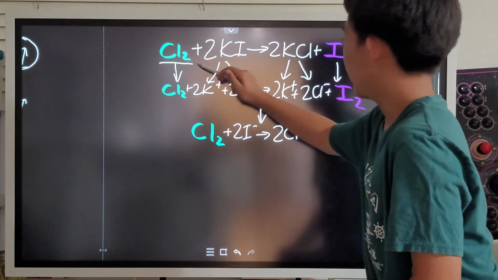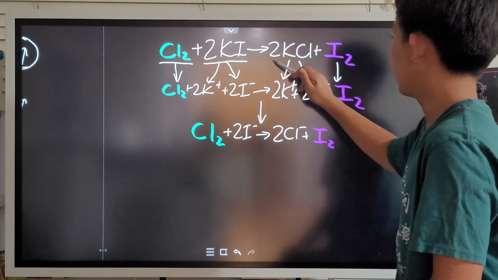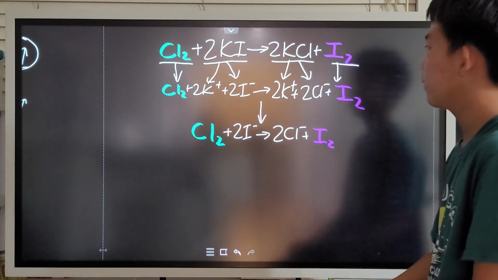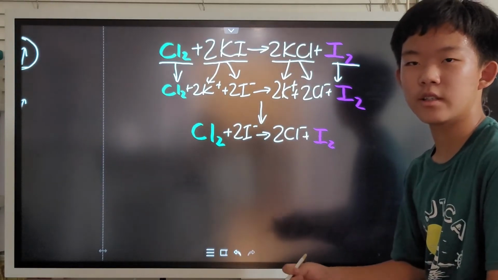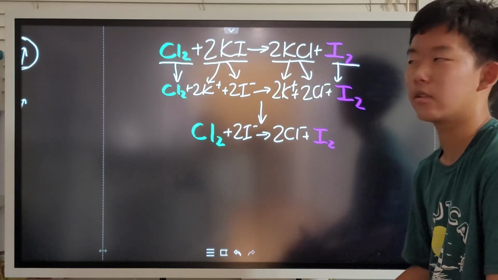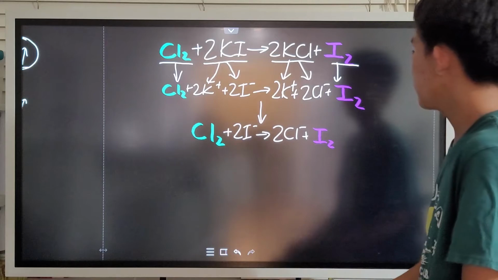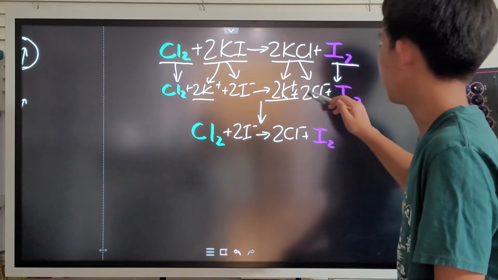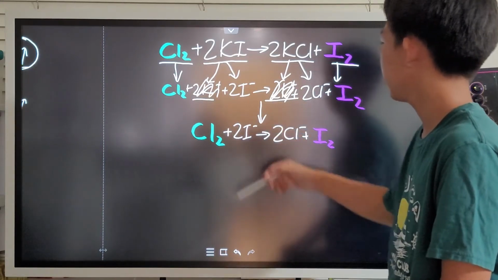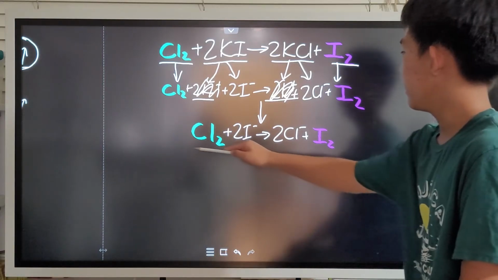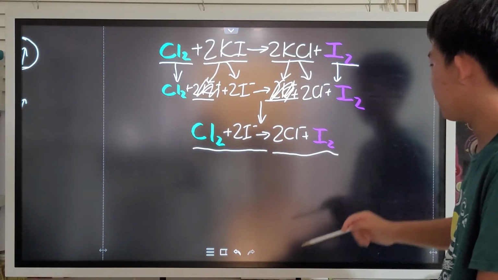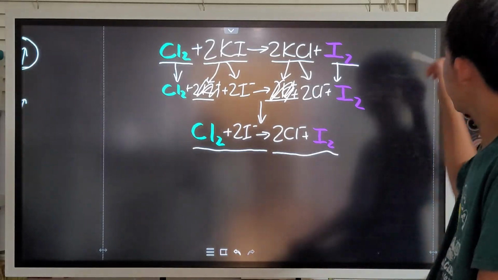We have chlorine gas reacting with potassium iodide to form potassium chloride and iodine. Chlorine is a very aggressive oxidant, whereas iodine, not so much. So again, we split up into our ions, and 2 potassium here, 2 potassium there, cross them out. And you can already see chlorine and iodide forms chloride and iodine.